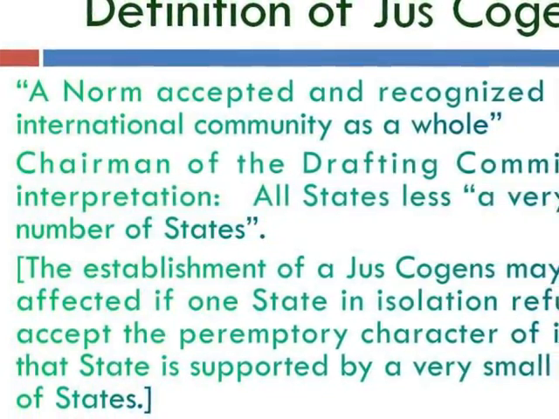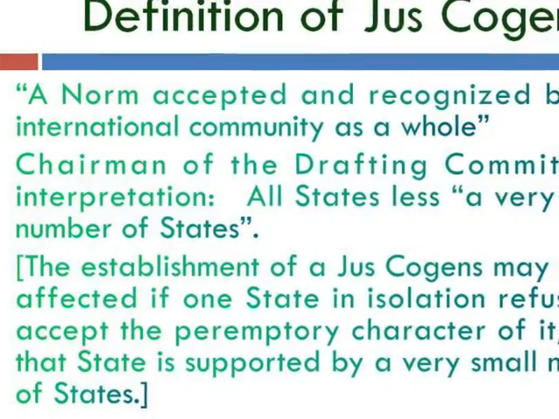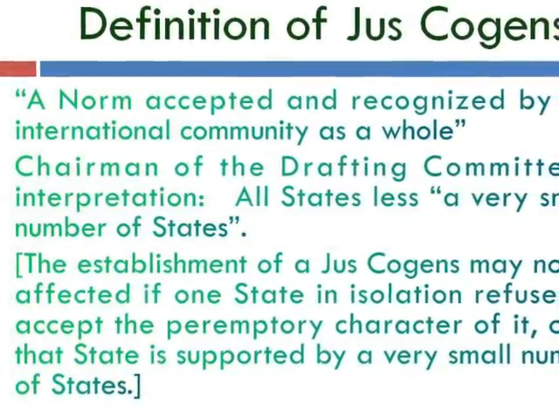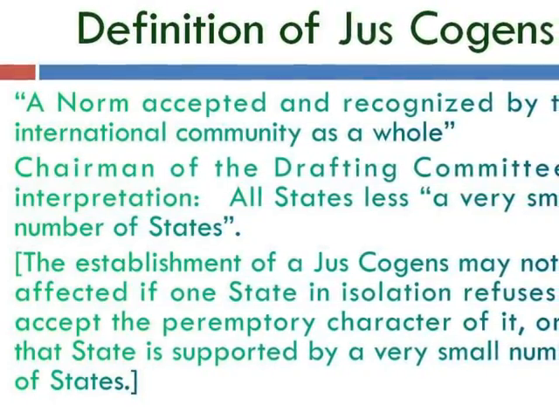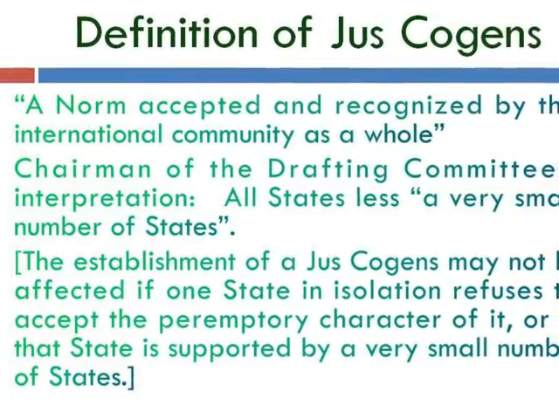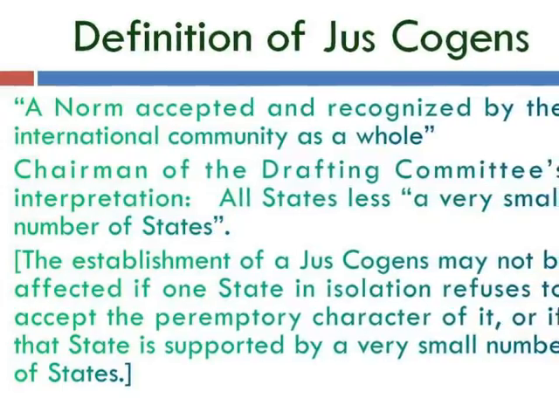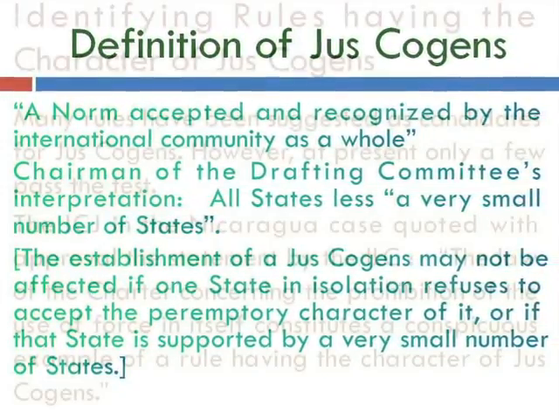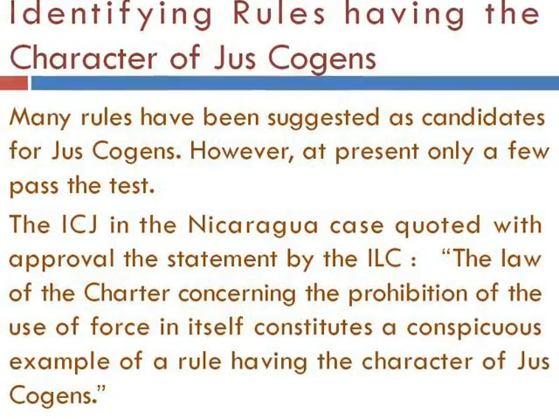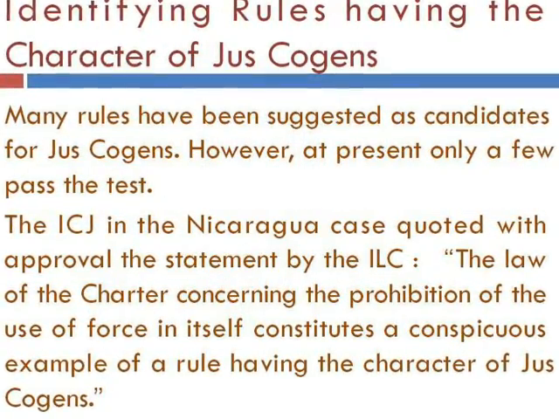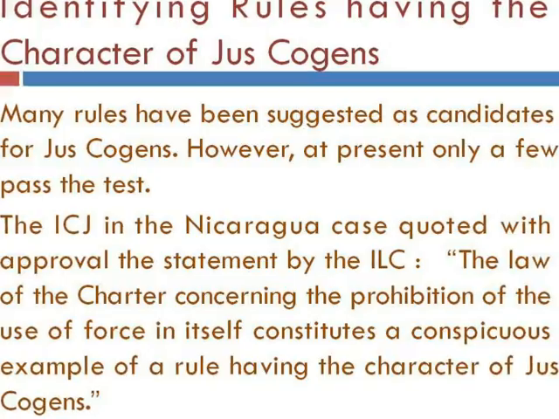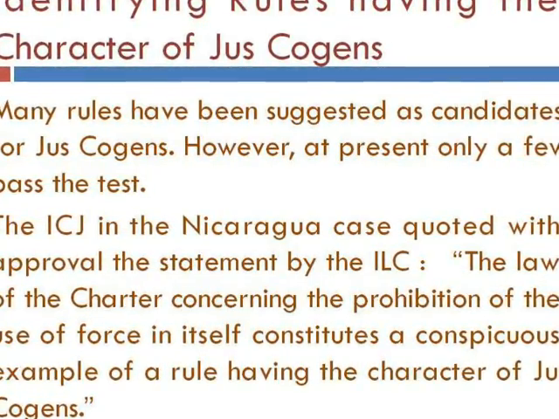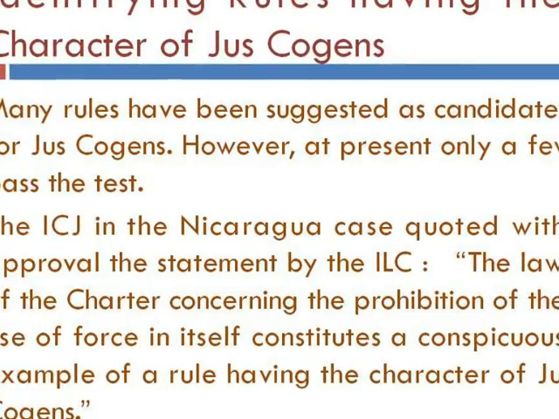A norm accepted and recognized by the international community as a whole. According to the Chairman of the Drafting Committee's interpretation, this does not mean all states, as very small numbers of states may dissent. The establishment of jus cogens may not be affected if one state is isolated or refuses to accept the peremptory character of a norm, or if that state is supported by a very small number of states. Identifying the rules having the character of jus cogens: many rules have been suggested as candidates, however, at present only a few pass this test.